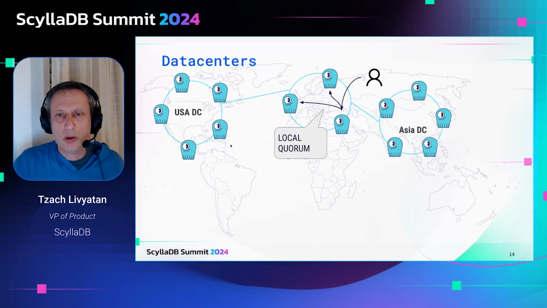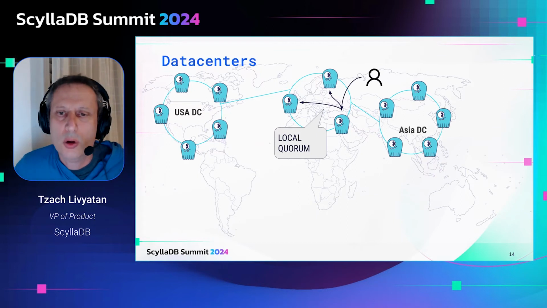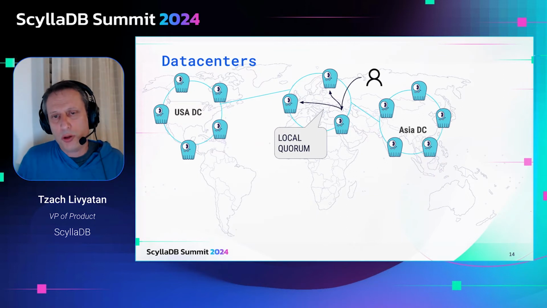If we go back to the example of having a data center per continent, often the application on a specific continent, in this case Europe, will use what is called a local quorum. Local quorum is similar to the quorum that we've seen before, but it's limited to the local data center.